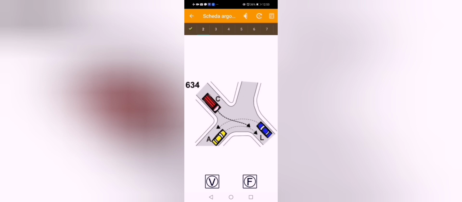So it becomes A, C, L. Then what they are saying here, guidando. Guidando means driving, al incrocio. Guidando al incrocio. Driving in a junction that is represented in this figure. Il veicolo L passa per ultimo. So remember I said the yellow will go, the C will go, and L will go, which is the blue. It is true. The L will go last.